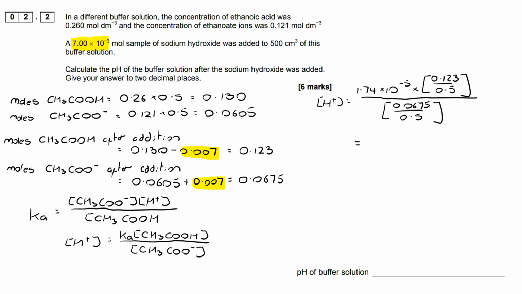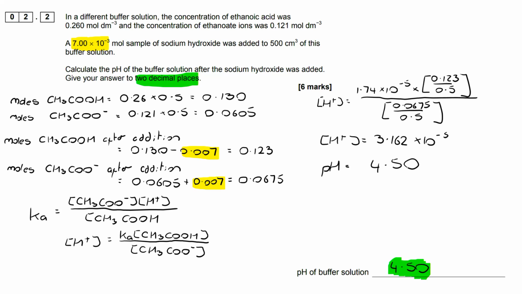When I put all of those figures into the calculator, I'm going to end up with an H+ value of 3.162 by 10 to the minus 5. I'm then going to do my log calculation, so negative log to the base 10 of that H+ concentration, giving me a pH of 4.50. And the 0 absolutely must be there, highlighted in green. We're linking it back to the fact that the answer is to 2 decimal places as requested.